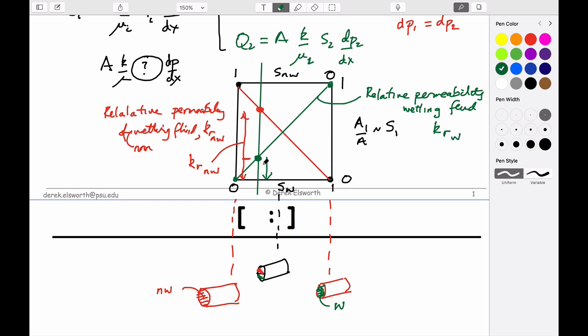And this would be the relative permeability of the wetting fluid. And I think the other thing you'd see is that if you add this height here to this height here, you end up with 1. They have to add to 1. It's not true, but take it on this.